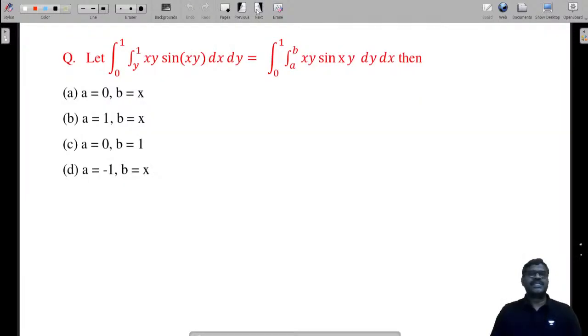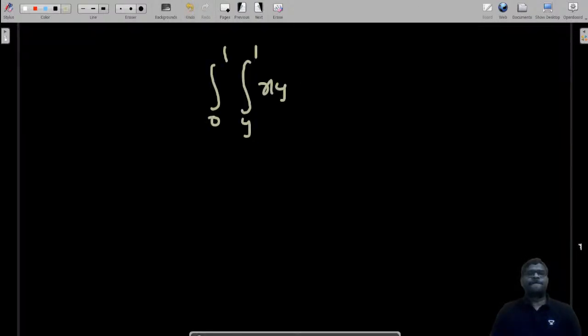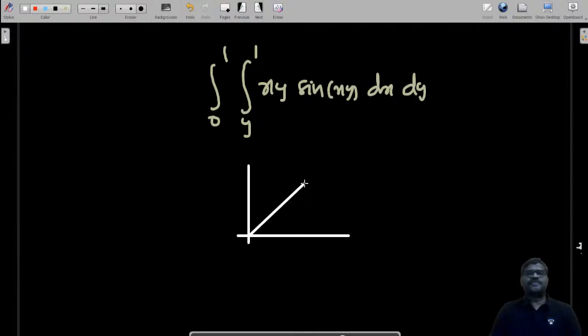A and B values we have to find out. Integral 0 to 1, integral y to 1, xy into sin xy, dx dy. x equal to y, x equal to 1, y equal to 0, y equal to 1. That is our region.